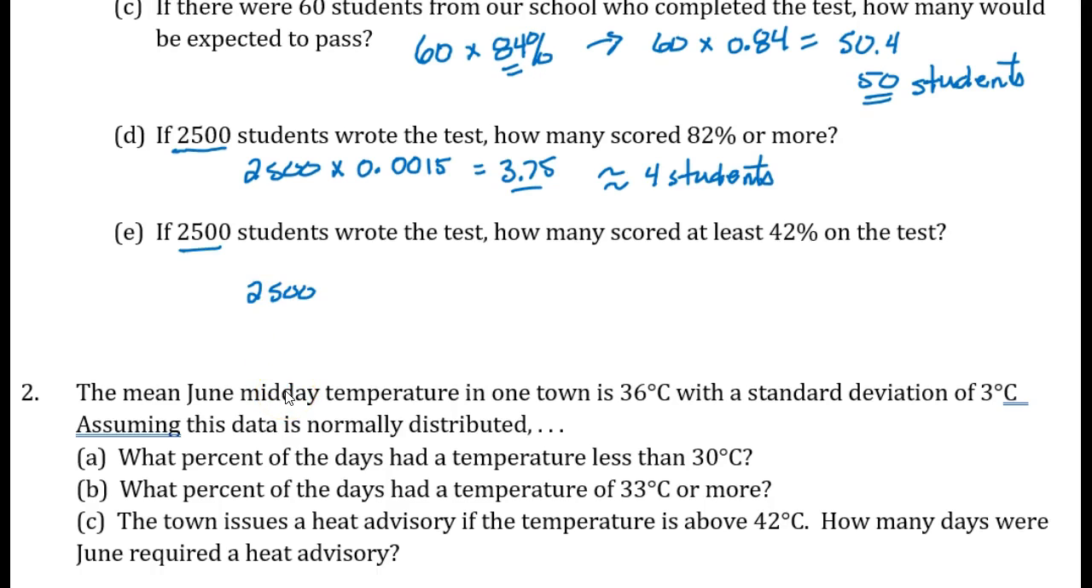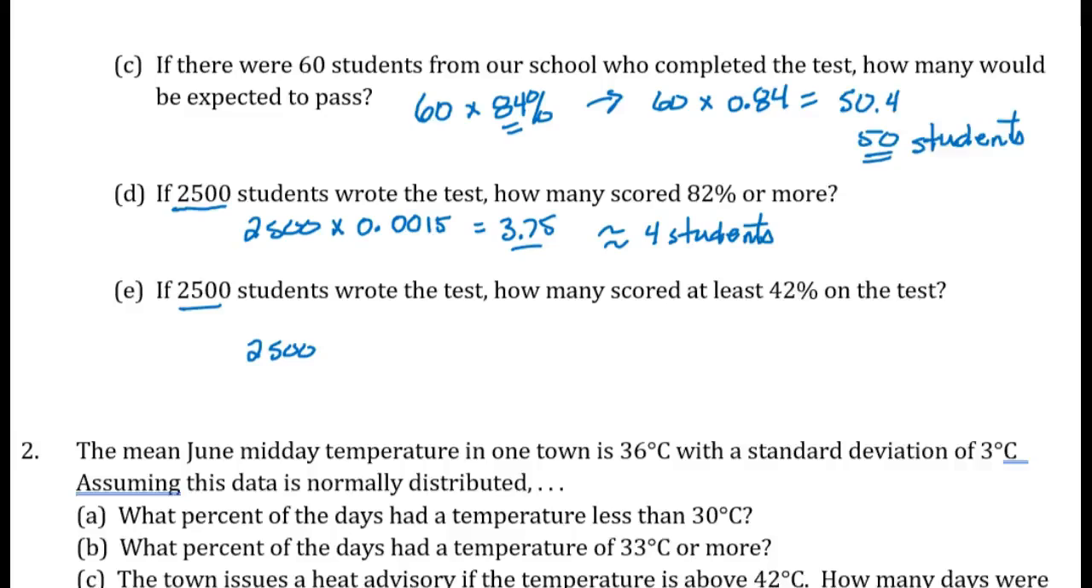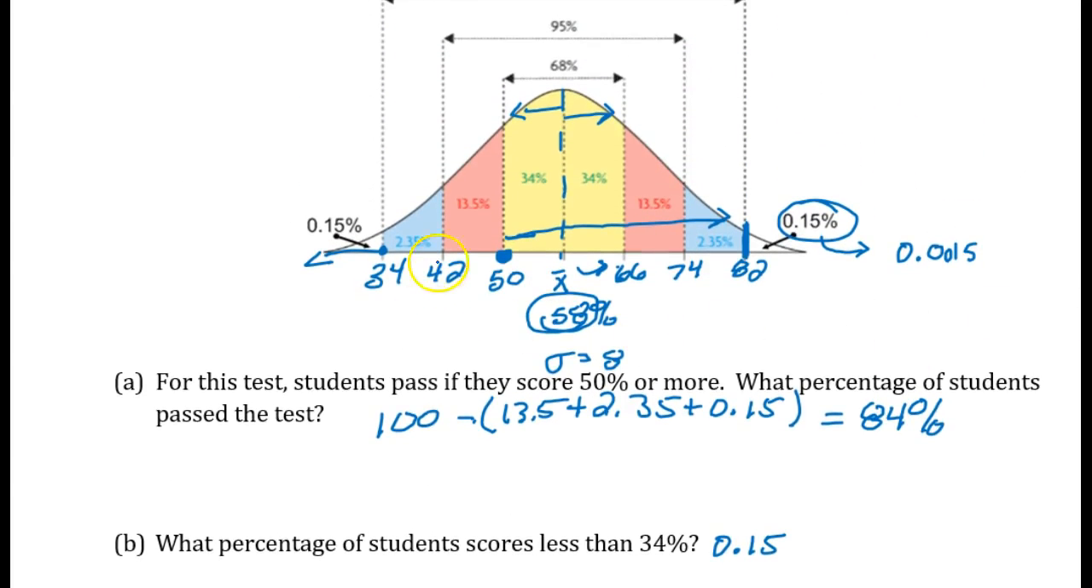Next, you have 2,500 students wrote the test. How many scored at least a 42? So scroll back up. So you had to get at least a 42. So we're not interested in those who got less, just everyone from here up. Again, you could count all the percentages, 13.5, 34, 34, 13.5, add all those percentages. Or it might be faster just to take away the percentage of students who didn't.